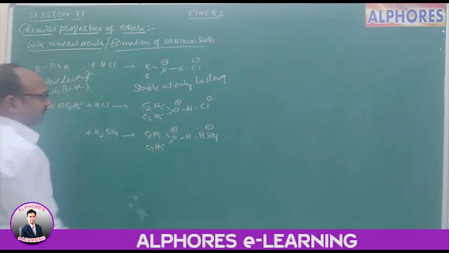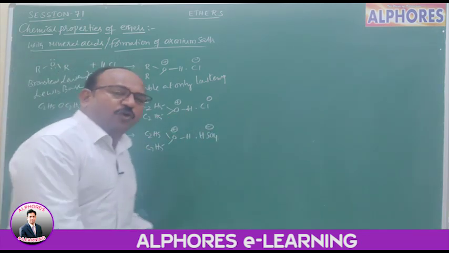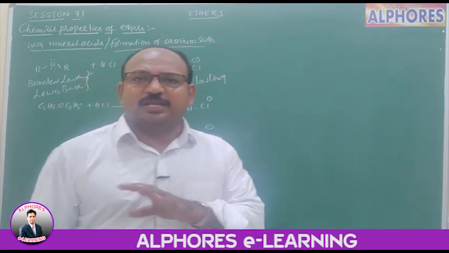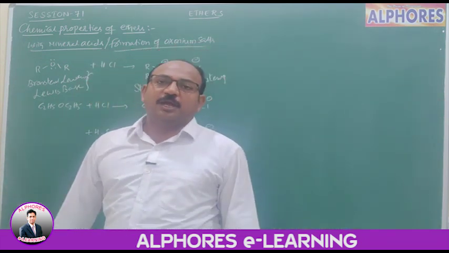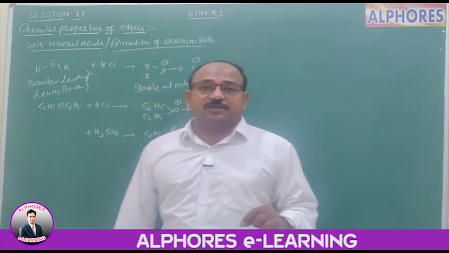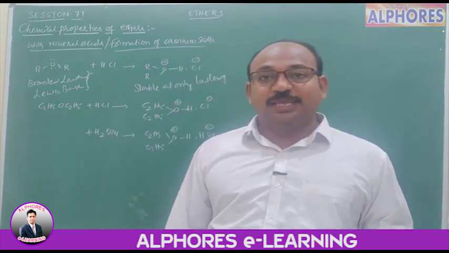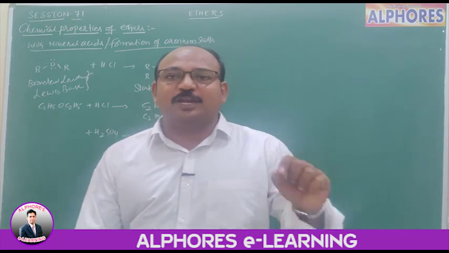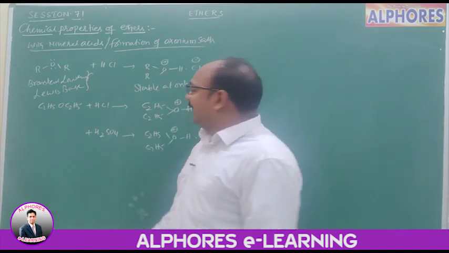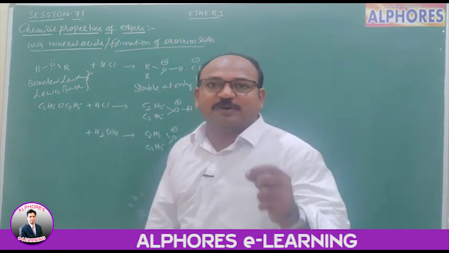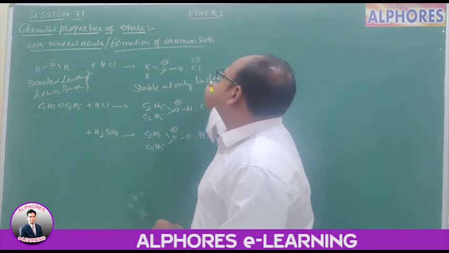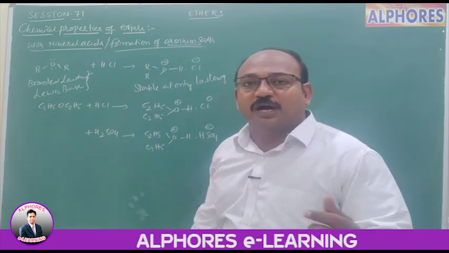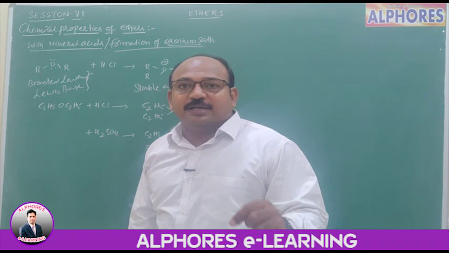So let us sketch diethyl ether, C2H5 O C2H5, upon reaction with HCl. It forms C2H5 O H C2H5 plus and Cl minus. Similarly with H2SO4, C2H5 O C2H5 H plus along with HSO4 minus.